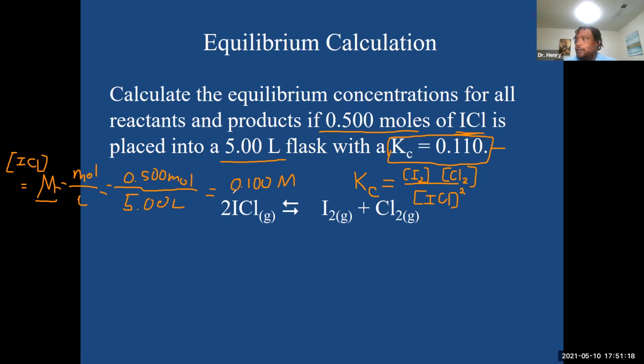The ICE table. Okay, so we're going to be using that ICE table. So what does ICE stand for? Is the I initial? I is initial, okay? So we only have one initial concentration. That's this guy over here. So we're going to put that guy in there. And we know that everything else initially is going to be 0.